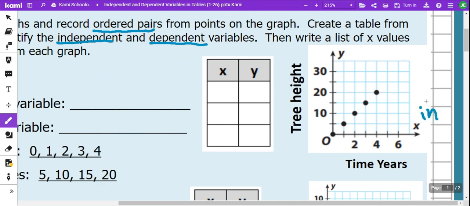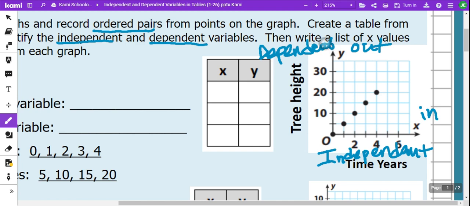So the first thing we can do is label the independent variable. X is your input, Y is your output, and this is going to be your independent variable, and then this will be your dependent variable. So we need to put time in first in order to get the tree to grow and give us height. So the independent variable is going to be time, and the dependent variable is going to be height.